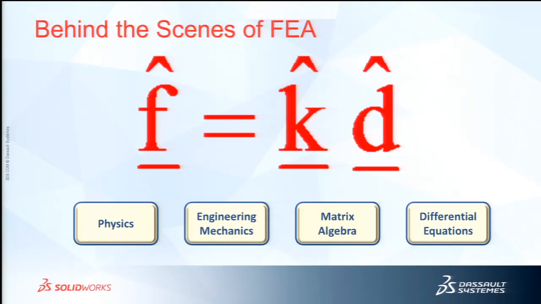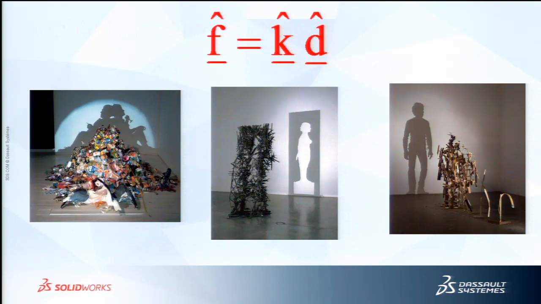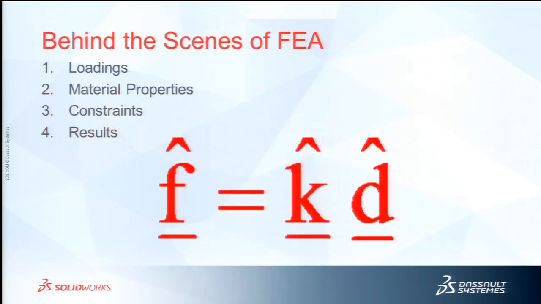Something that looks like this, that's just nothing more than a pile of garbage, really, can look pretty good if you just look at it in a different light, and that's what we're going to try to do here. So just one example of that is some of this artwork here. It's just a pile of garbage, but with just a different light on it, it actually looks beautiful. So that's what we're going to try to do. With this equation, F equals KD, you have 4 things that make up this pot. You have your loadings, material properties, your constraints, and from that you get your results.